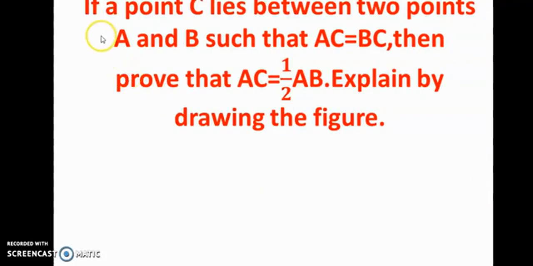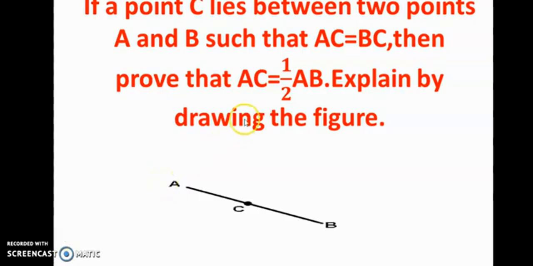Yes, here it is. If a point C lies between 2 points A and B such that AC is equal to BC, then prove that AC is equal to half AB. Explain by drawing the figure. Yes, here is the figure. A and B are two distinct points and C lies between the points A and B. And also they have given that AC is equal to BC. Here AC equal to BC means C is the midpoint of AB.